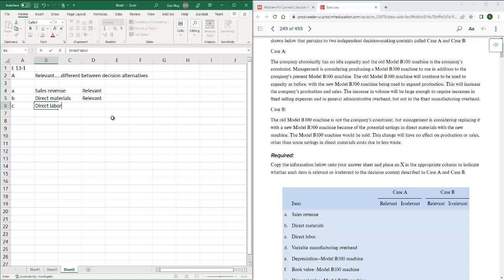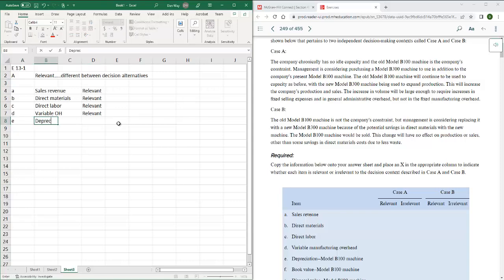Direct labor was letter C, and that's very, very similar to direct materials. Again, we're ramping up production. Presumably we need more laborers to work on the additional units of product. So yes, that's relevant as well. Letter D was variable overhead. Now, by definition, variable overhead is going to change in total with changes in activity. So if we buy the new B300, we ramp up production, yes, we're going to have an increase in variable overhead naturally as well. So that's relevant to this decision.